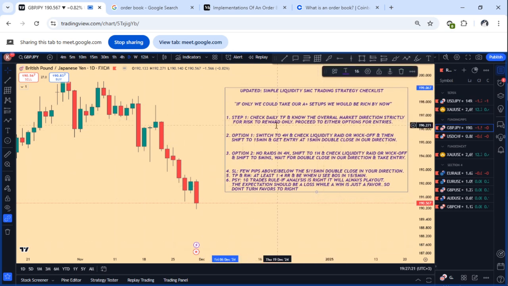So step 1 is check the daily time frame and know the overall market direction, strictly for risk to reward only, not to be deciding whether you want to trade it or not. If you get a trade at this particular point, when you get 1, 2, this day, the direction is obviously buy, so you can hold for long. But it doesn't mean that you will always be right all the time.